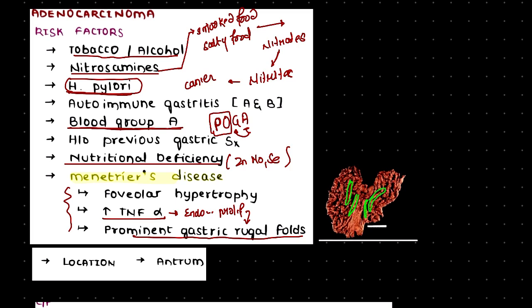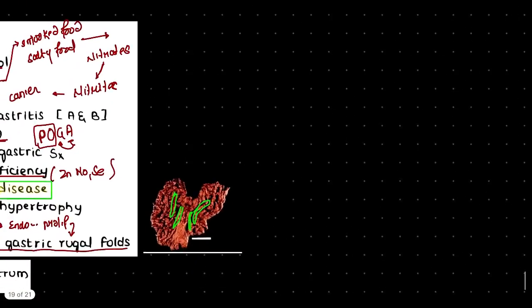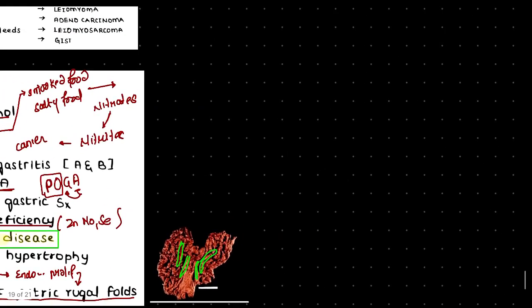There will be foveolar hypertrophy also, and these will give rise to the condition that we have discussed as worm bag appearance. And this Menetrier disease is also a risk factor for adenocarcinoma, right? Now, since we are talking about cancer, there may be certain genetic factors also, right?